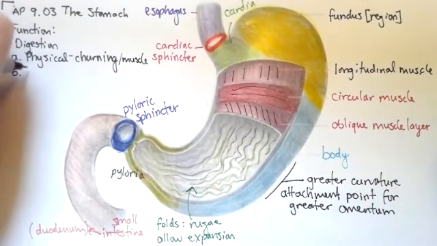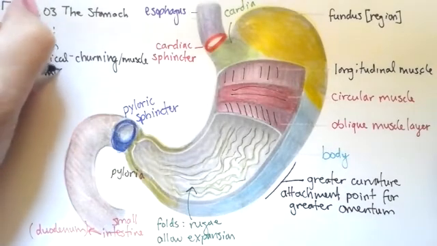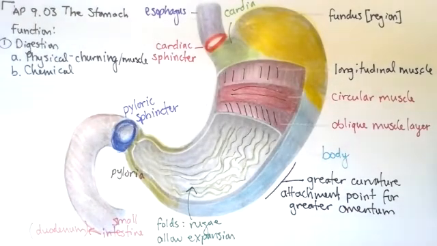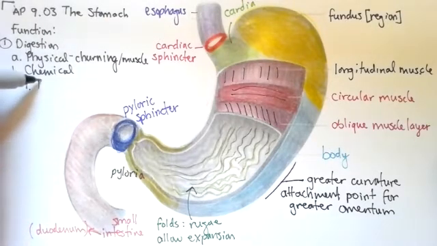The other one is chemical. And we have 2 different kinds of chemical digestion. The first one is through hydrochloric acid.